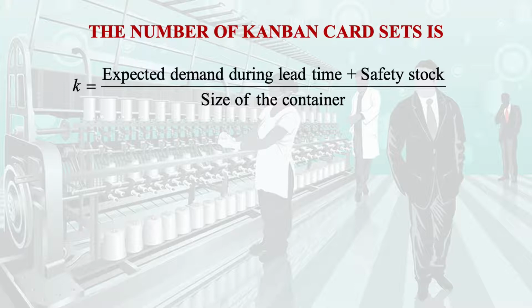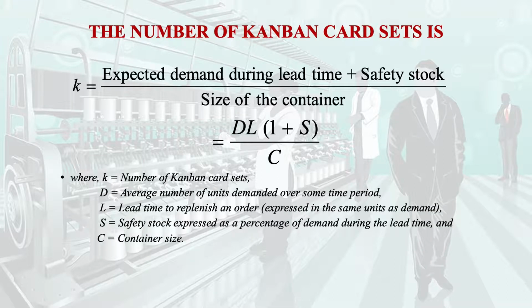K is equal to the expected demand during the lead time plus safety stock divided by the size of the container. K = D(L)(1 + S) / C, where K is the number of Kanban, D is the average number of units, L is the lead time, S is the safety stock, and C is the container size. We have several examples where we can show you how to determine the number of cards. In today's session, we are going to explain one example.